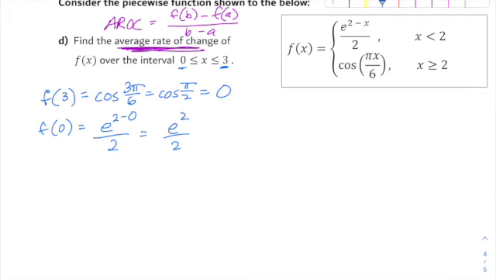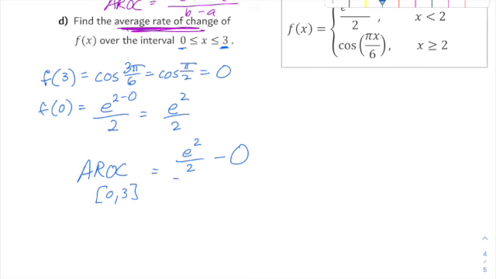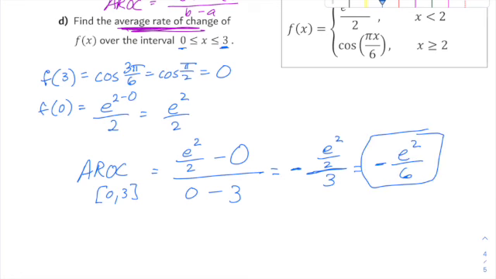So there's your 2 points, and so now your average rate of change over 0 to 3 is y2. Well, I kind of went in the opposite order I normally like to, but it doesn't really matter as long as you're consistent, over 0 minus 3. And so you're going to get actually negative e squared over 2 over 3. Or if you were on a multiple choice, that would be expressed as negative e squared over 6. Okay.